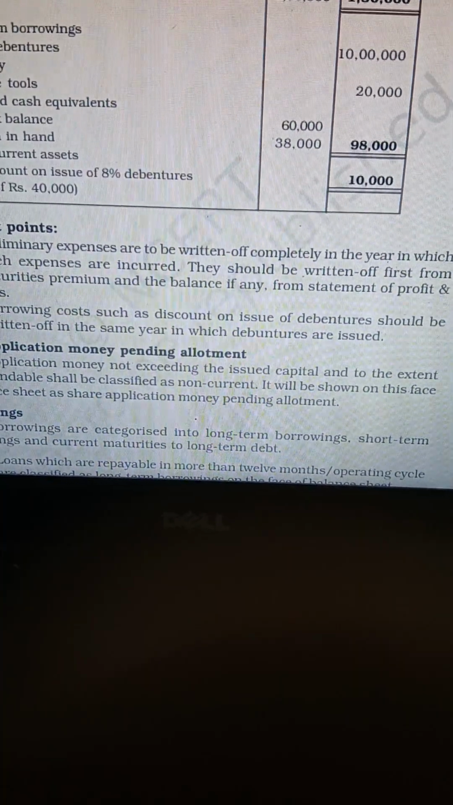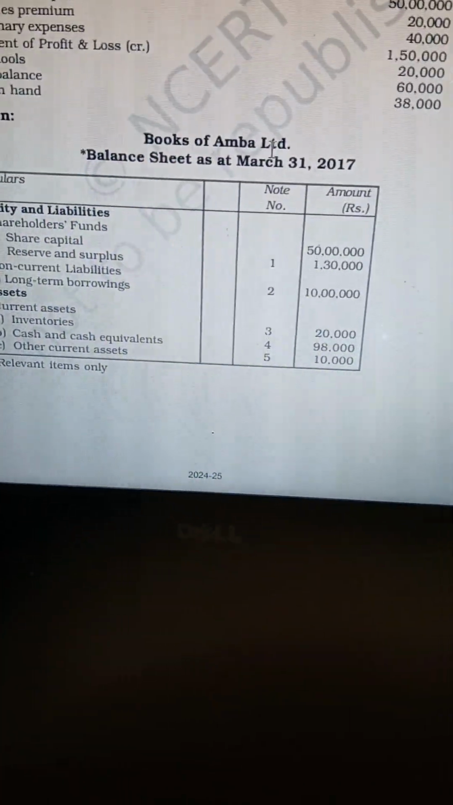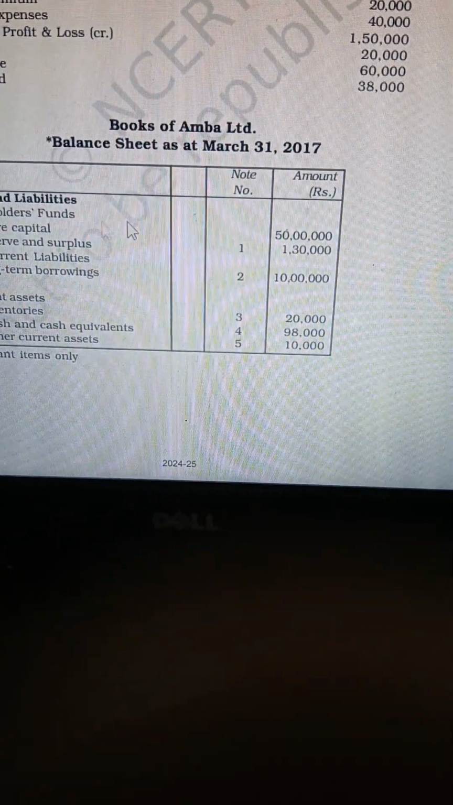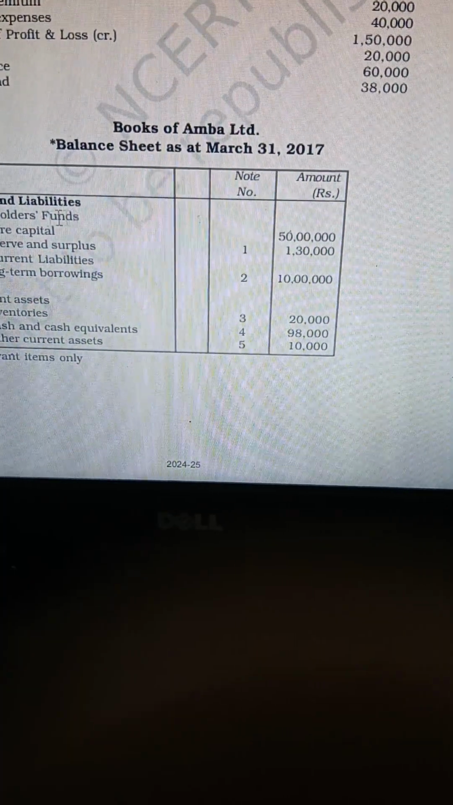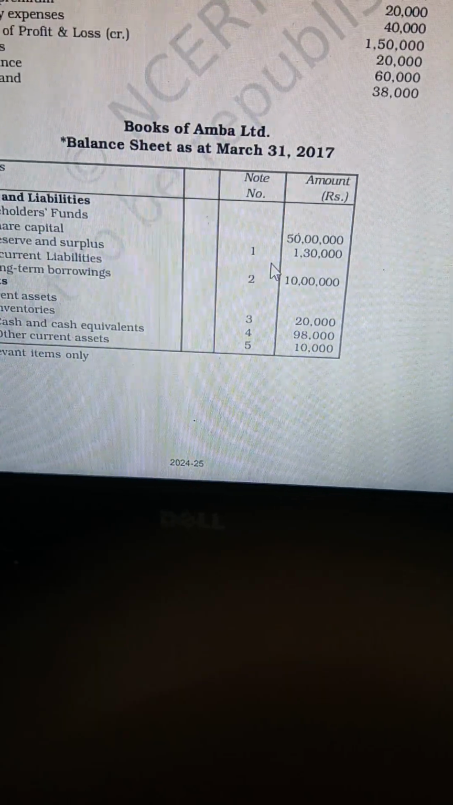Okay. Then we have to move on to the balance sheet. Then we have to write the heading of the firm. There is books of Amba Limited. The balance sheet as on 31st March 2017. Then equities and liabilities. First will be equities and liabilities. Then first item, shareholders' funds. The share capital we have already been given in the question. There is equity share capital, that is 50 lakhs. Then reserves and surplus calculated 1,30,000. Here note number regarding the items.